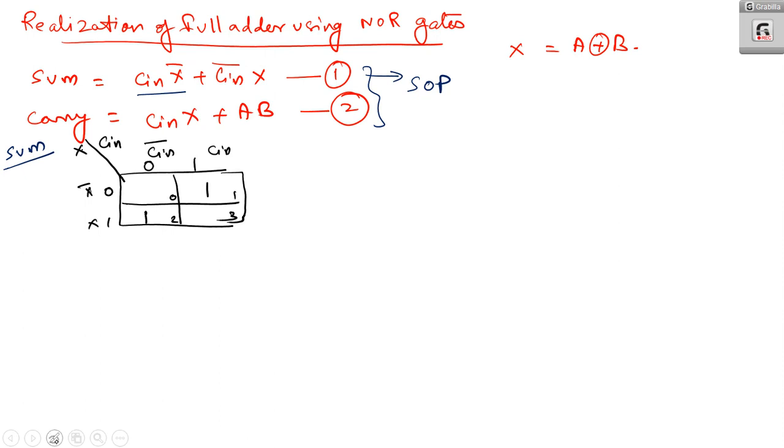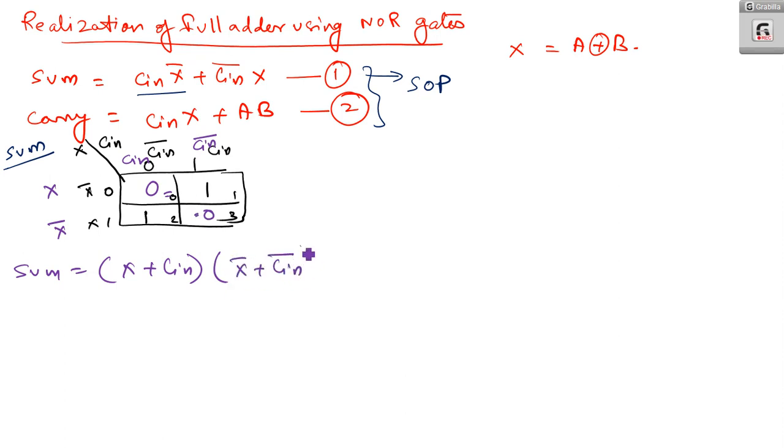Now to derive the POS form, we need to take zeros. So here we are having 0, here we are having 0. This will be H, this will be H bar, this will be Cin, and this will be Cin bar. Therefore, sum in POS form you can write as sum is equal to, you take this 0, what is it? H or Cin, and this one, H bar or Cin bar. So that is the sum in POS form.